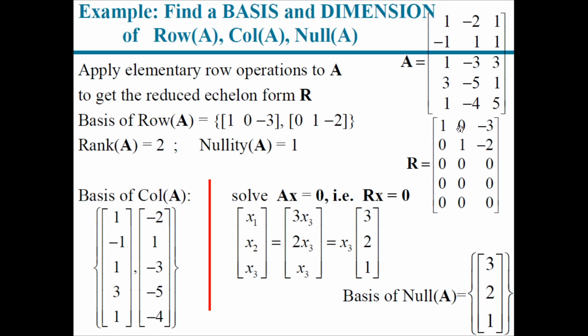that have leading entries. Here, column 1 and column 2. So then you go to matrix A and take column 1 of A and column 2 of A. That's the basis for column space of A. Finished.